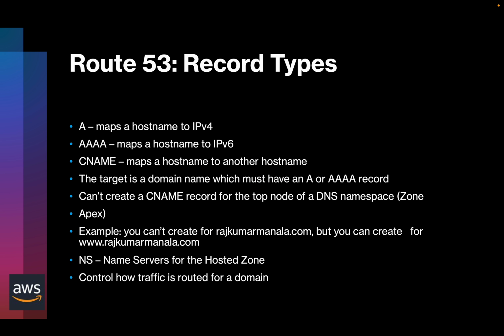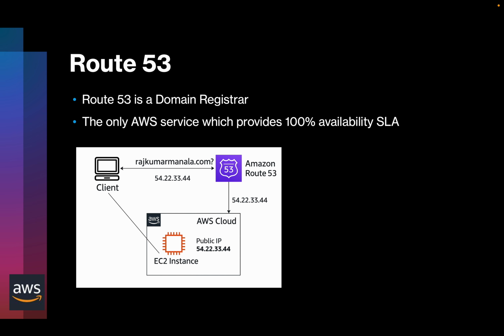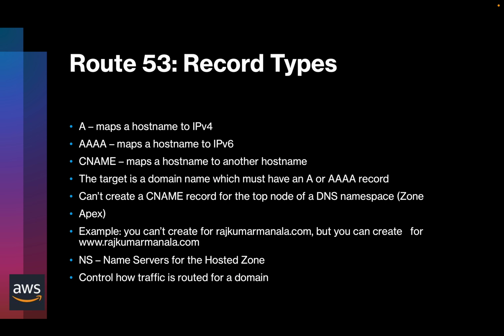We also have different record types in Route 53. A maps a host name to an IPv4 address, so rajkumarmanala.com is converted into an IP address like 54.22.33.44 in the previous slide. And AAAA maps the hostname to an IPv6 address. IPv6 is the advanced version of IP addresses, which is not completely used currently, but in coming days we are going to use IP version 6.